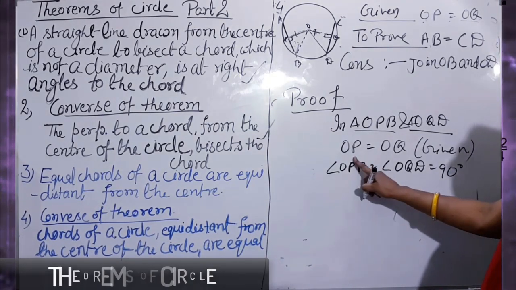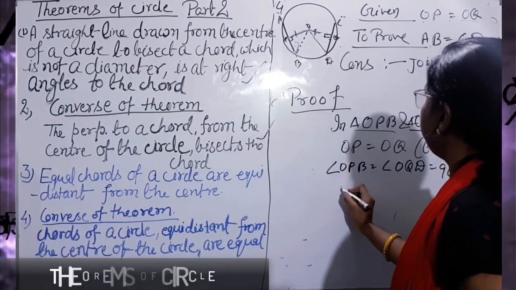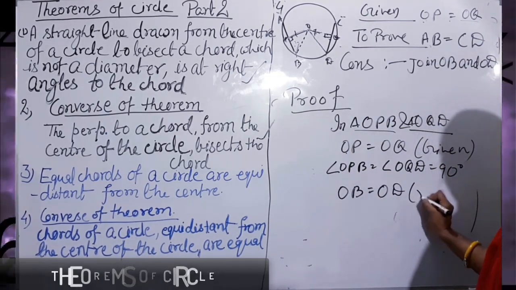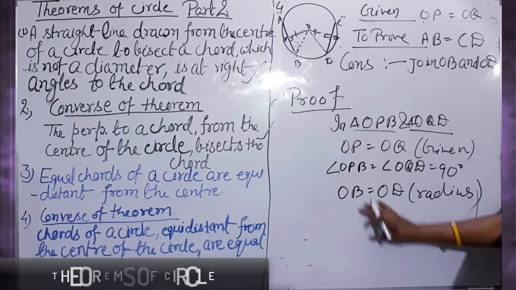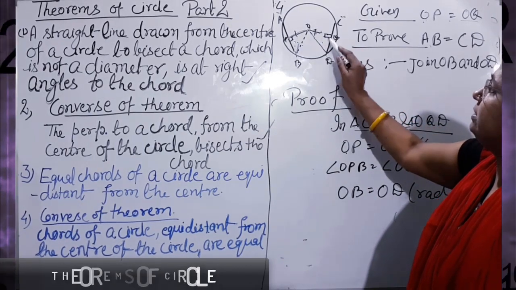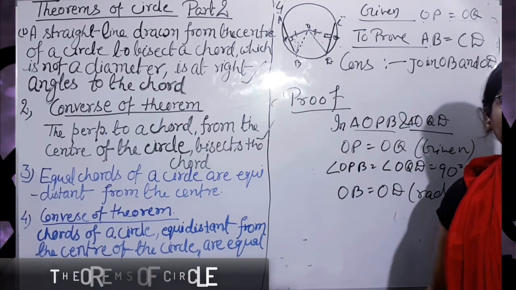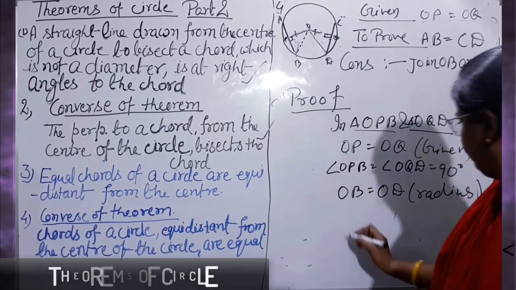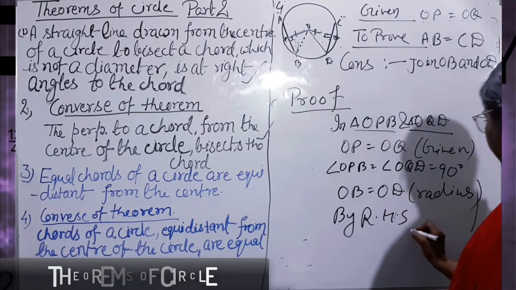Next, this hypotenuse is also equal. OB is equal to OD as both are radius. These two are radius. It is equidistant, both are equal and there is 90 degree, 90 degree. Again by RHS theorem, both triangles are congruent.